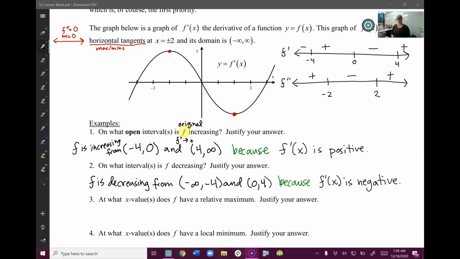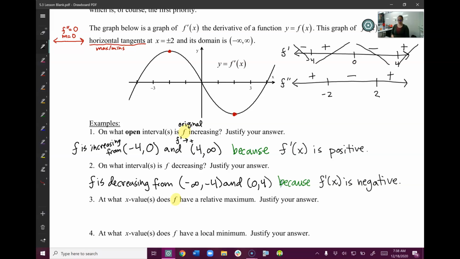Welcome back. Check what you got with what I got. I said f is decreasing from -infinity to -4 and 0 to 4 because f prime is negative, referencing what I've been given. Okay, at what values does f have relative extrema? So where does the original have maximums and minimums? So this is where f prime is going decreasing, increasing, decreasing, increasing.